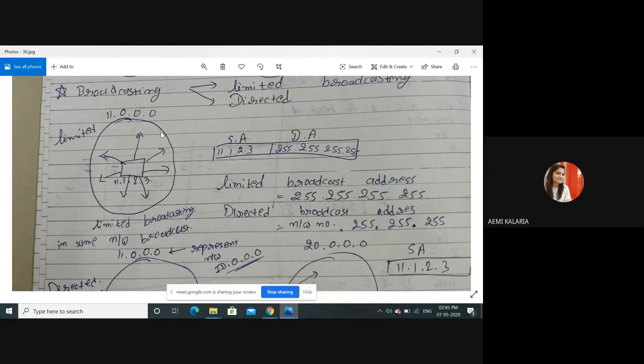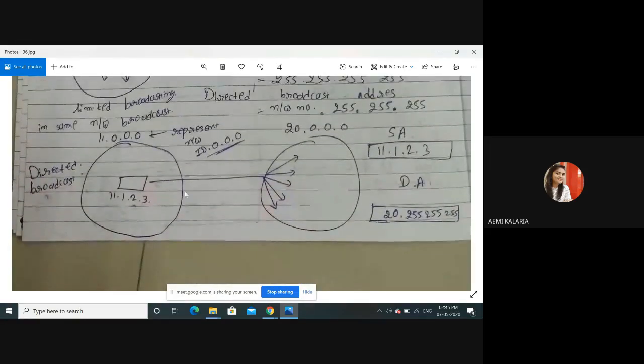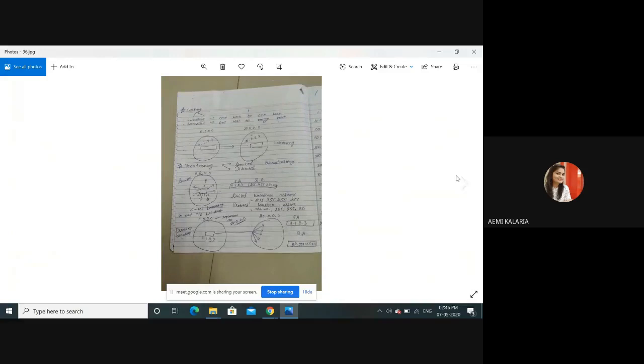So whenever the user wants to transmit something in the particular network only, 11.0.0.0, at that time it will use the destination address 255.255.255.255 directly. But in a similar way, directed broadcast means what? 11.1.2.3 is in this network, and this one means in the other network, 20.0.0.0. In the other network, if this particular node wants to broadcast something, at that time it will use directed broadcast. I hope it is clear to you, but it's okay.